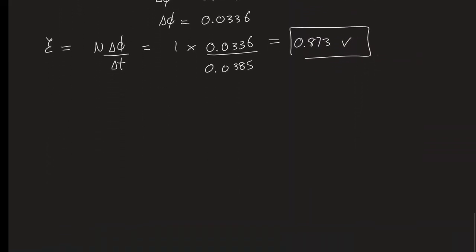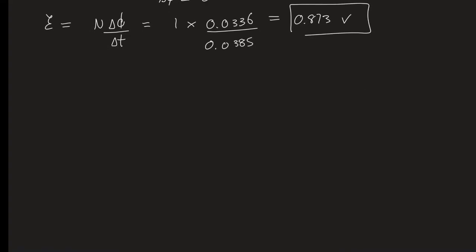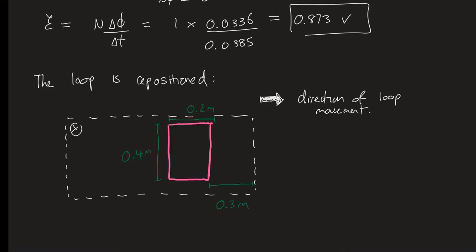Okay, we'll take this question on a bit further. So the loop is going to be repositioned, and I'll draw a picture to show what that looks like. So in the picture here we can see just how the loop has been repositioned. It's still inside a field of the same strength, it's just been moved within the same field, so we can still say the field strength is 0.42 Tesla.